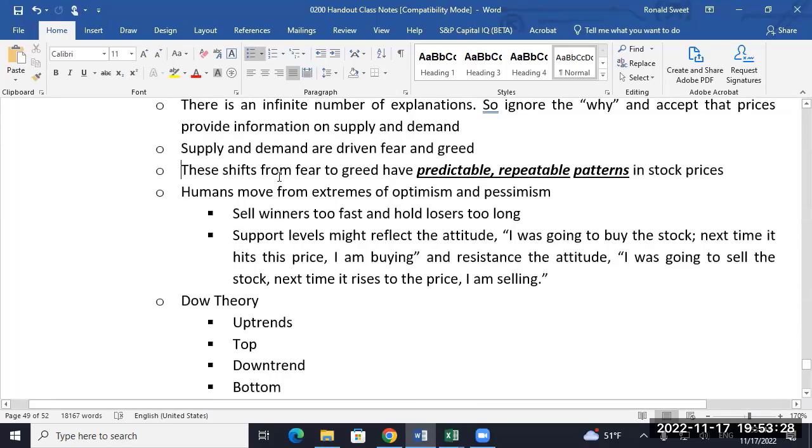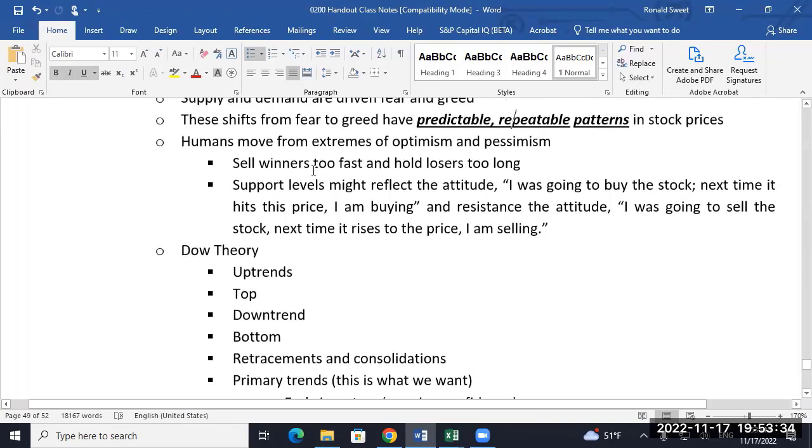So she said these shifts from fear to greed, and Dr. Lowe, are predictable and repeatable. That's a pretty important contention. Humans move from extremes of optimism to pessimism. They sell their winners too fast. They hold their losers too long. Support levels may reflect the attitude. I was going to buy the stock. Next time it hits that price, I'm going to buy.